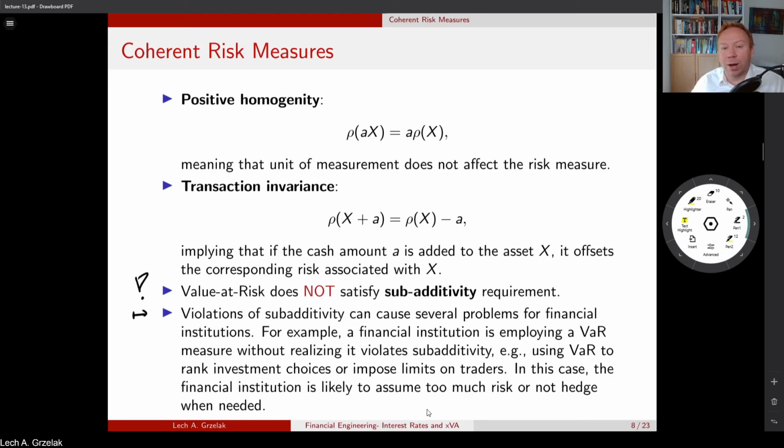I would like to stress again that even though this condition is not satisfied, the VAR measure is still popular and is used in the industry. However, like I already mentioned, never rely on a single measure. Also look at different measures, like for example, expected shortfall, that I will discuss in the next slides.